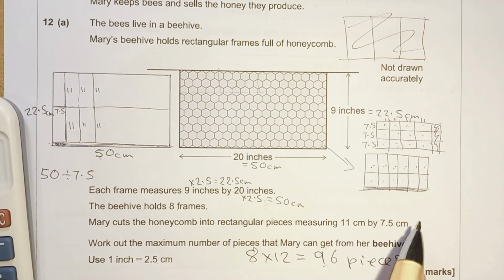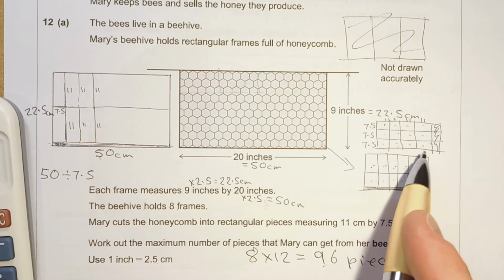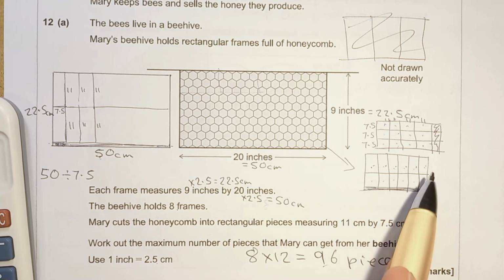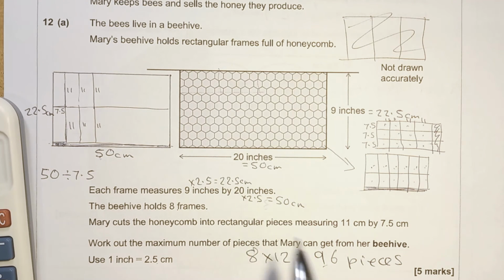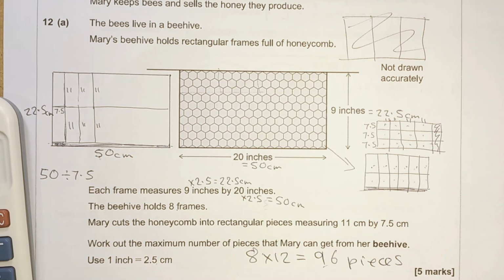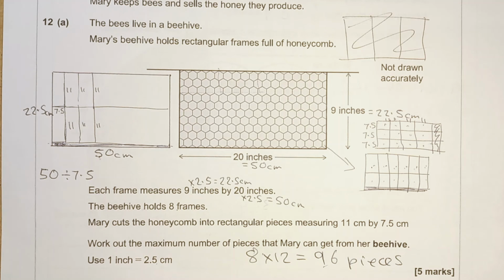Doesn't matter which way you do it. Yeah, hopefully I'm not confusing it too much, but you've got to think about how you can cut these pieces from the honeycomb, and because they want the pieces to be a very specific size, it does mean that you're going to have some wasted at the edges. You're not necessarily going to be able to use it all up. If it was a level 1 question, it would fit perfectly. But level 2, they want you to do a little bit more planning and figuring out.